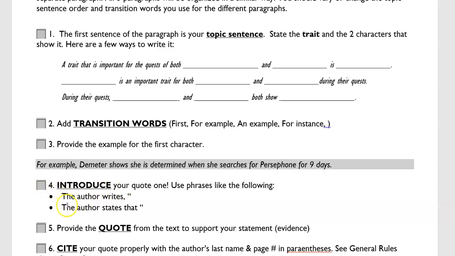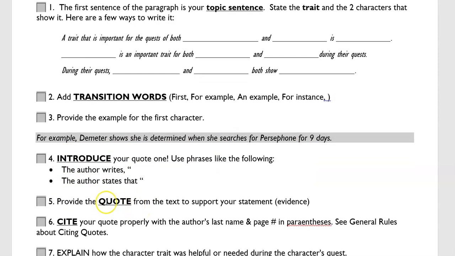The author writes, or the author states that. If you're going to write your topic sentence in present tense, and you're going to write your example in present tense, you need to write your anchor in present tense. Okay? Then you're going to provide your quote, and then you're going to cite your quote with the author's last name and page number in parentheses following the quote. And I apparently misspelled that. There we go. Fixed.